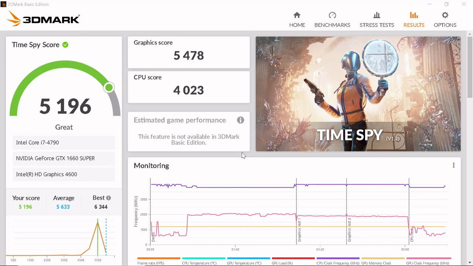So overall, with the original stock settings, the graphics card is running at 134 watts. At 75% power limit, it's running at 100 watts. You're saving quite a bit of electricity. And the performance drop is not that much either, which is not bad.